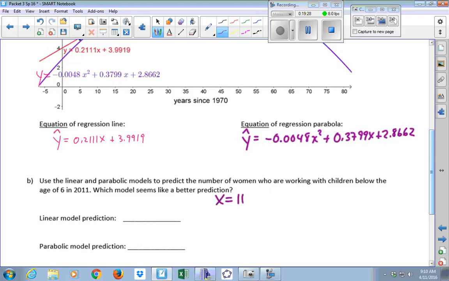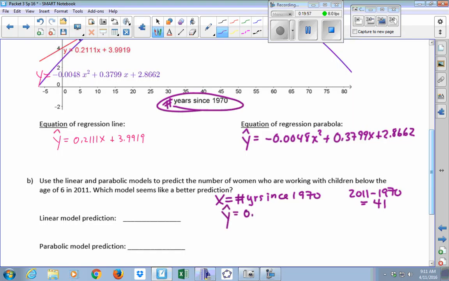X. X is the number of years since 1970, right? Look at your x-axis, which is labeled right there, number of years since 1970. So 2011 minus 1970 is 41. Right? So that means when I use my linear model, y hat equals 0.2111 times 41 plus 3.9919. That would be my prediction using the linear model for 2011. So let's see what that comes out to be.